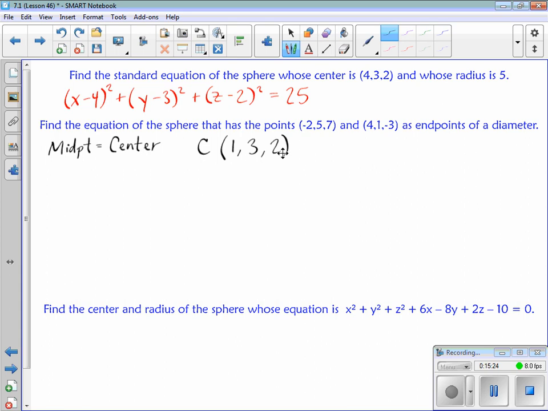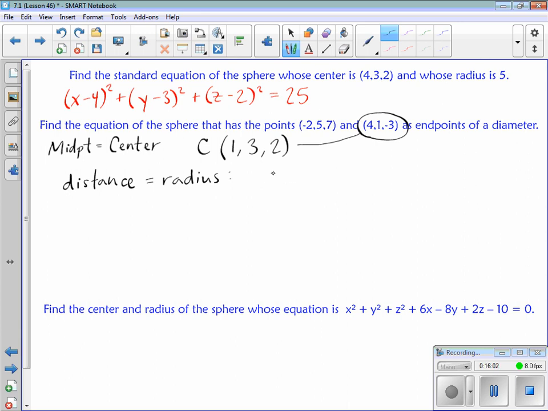Okay, so we have our center now. What's the other thing that I need? Radius. How could I find my radius if I know the center? Okay, so if I find the distance between the center and either of these, I should get the distance of my radius piece, right? So if I'm doing distance, which point do you want to use? Second one? Okay, so we'll use this point and this point, the center, and we're going to find the distance between them. So the distance is going to give me my radius.